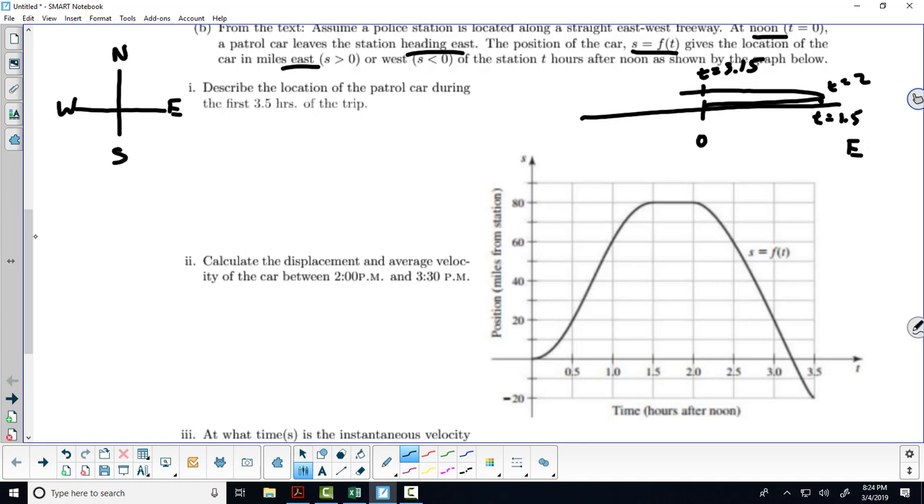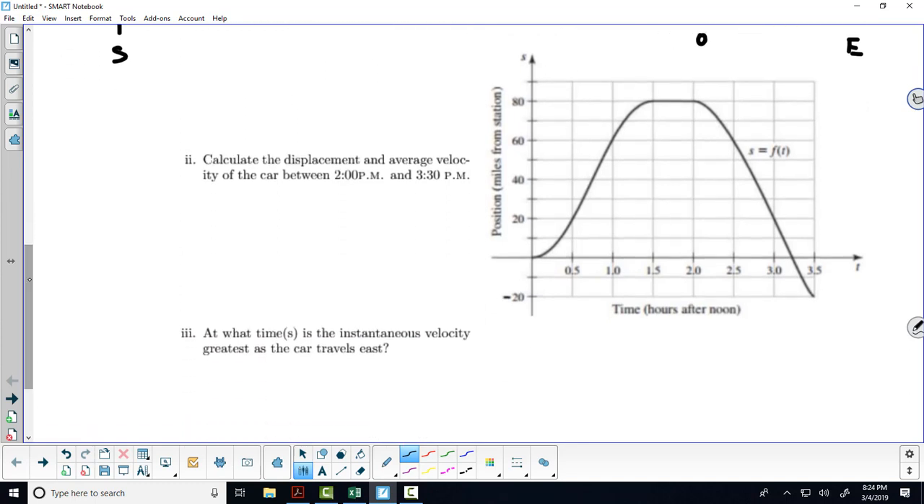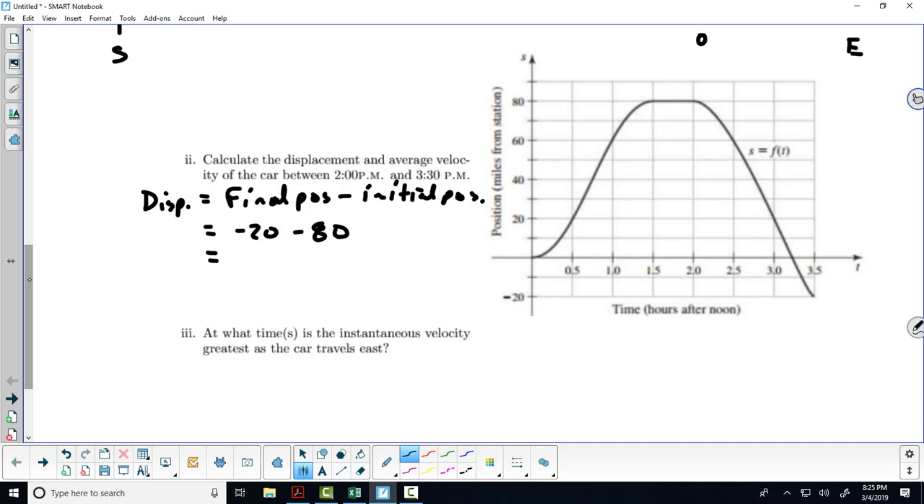Okay. Here we're asked to find the displacement and average velocity of the car between 2 p.m. and 3:30 p.m. So what is the displacement? We said the displacement is the final position minus the initial position. So what is the final position at t equals 3:30? I think that's at -20, correct? Which means we are 20 miles west of the patrol station. And the initial position was at 80. So our displacement is -100 miles.